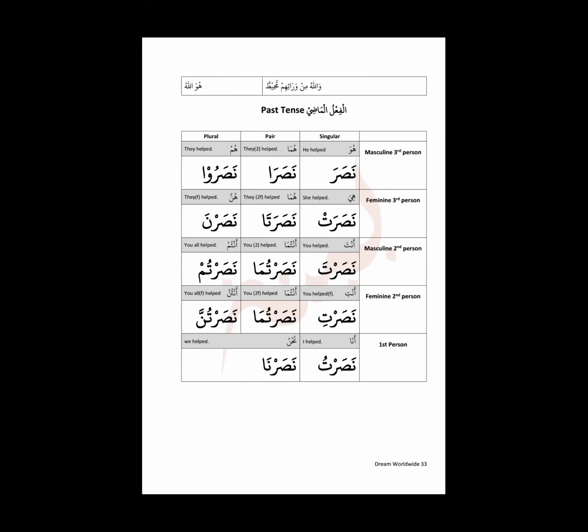So these are the endings that we need to really, really memorize. And whenever we see these endings, because none of these endings will be in the present tense, usually these endings will indicate that the word that we're seeing is a fail, and a past tense fail at that.